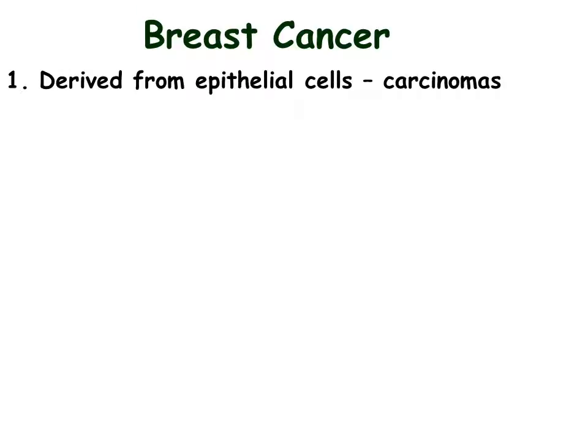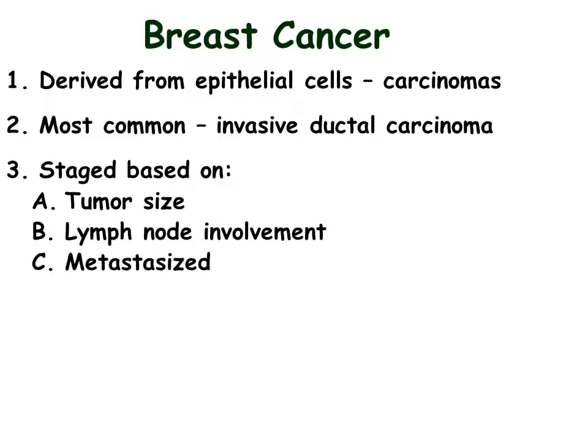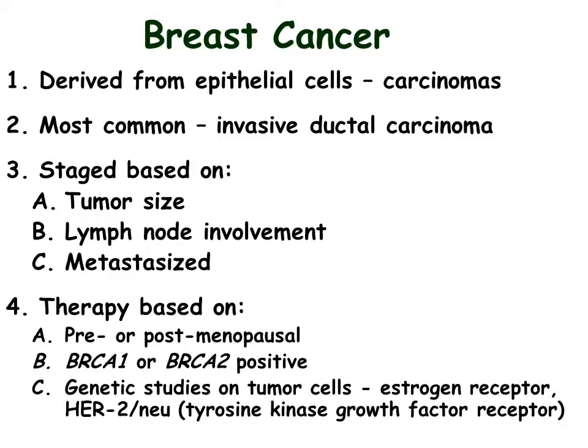We'll review some basic facts about breast cancer. It is derived from an epithelial cell, so it is classified as a carcinoma. The most common form is what we call an invasive ductal carcinoma. Of course, it's staged based on the size of the tumor, whether it has spread to the lymph node, and then whether it has metastasized to distant tissues. Therapy then will be based on whether a woman is pre- or postmenopausal, whether they are BRCA1 or 2 positive, and then they will do genetic studies on the tumor cells.